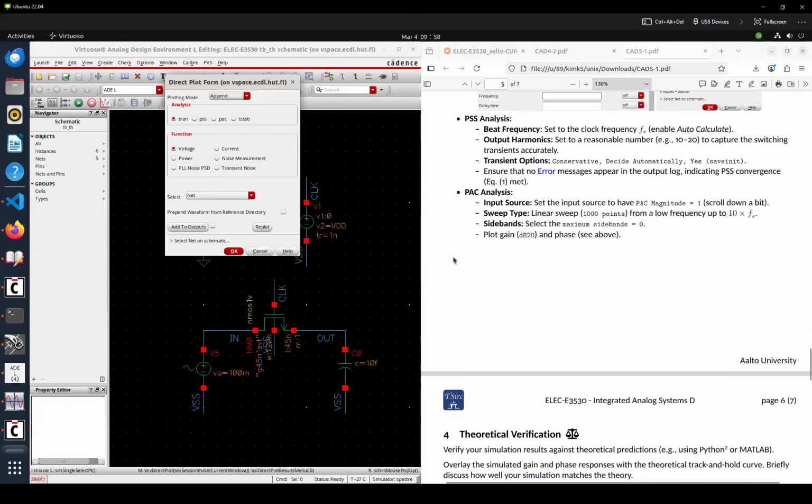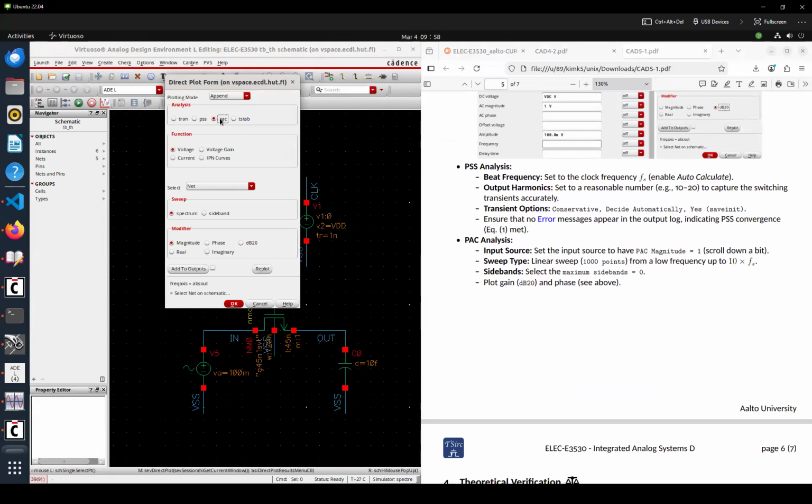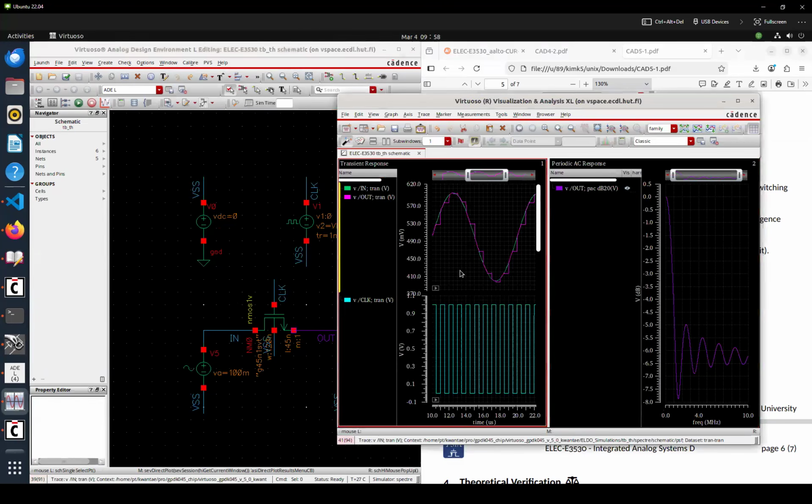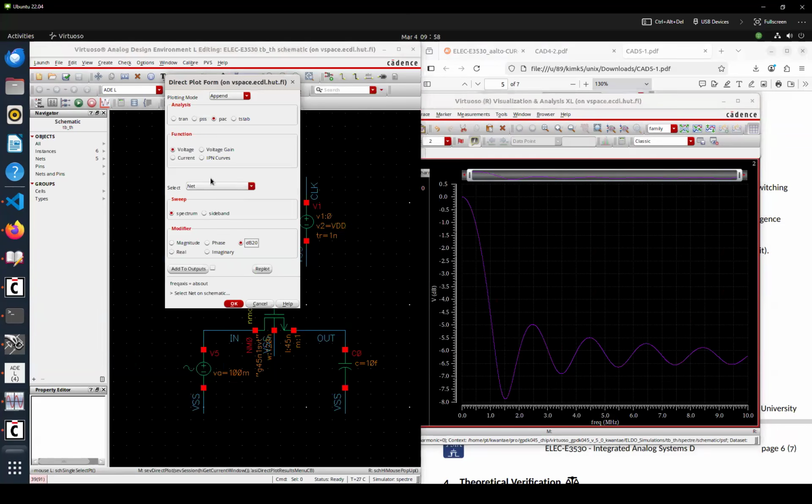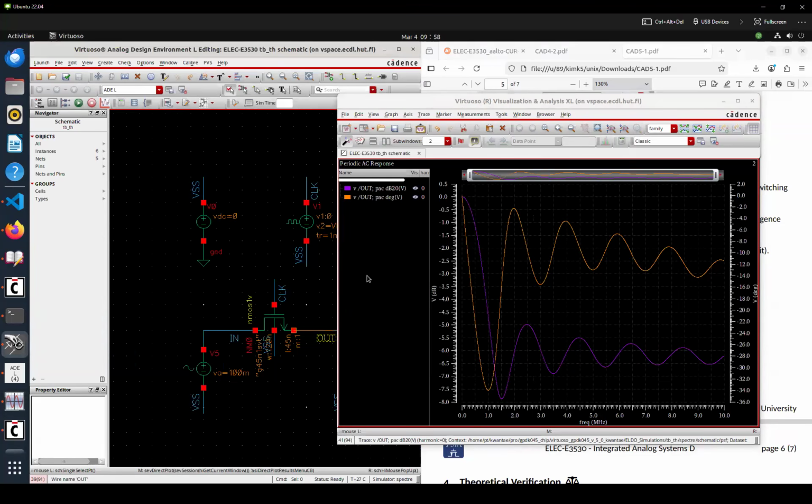Okay. Then go to PAC and dB20 and voltage, plot it. Yeah, then you can see that it is as we expected during our lecture slide, right? It is a linear shape with the sinc function, and it ends around -6 dB, which is as we expected for the 1/2 term. And you can also plot phase here.